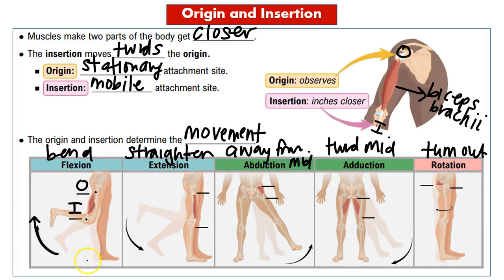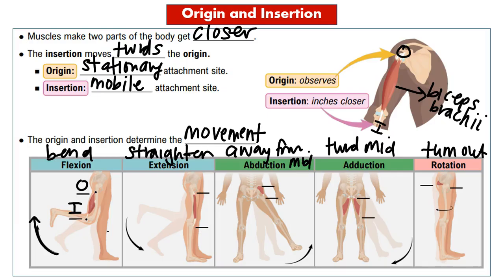Now think about it. You can also say the origin is going to observe everything around it because it's stationary, and the insertion is going to inch closer and closer and closer to it. So as you're bending your leg, you can stand up and do this as well, and just bend your actual knee and try to have your leg get closer and closer to the back of your leg there as well. And you'll see that the closer you get, the more you're going to be contracting that particular muscle, and that will dictate where the origin is.